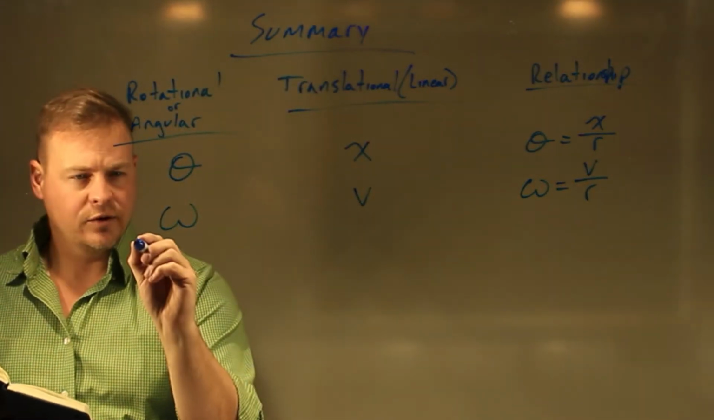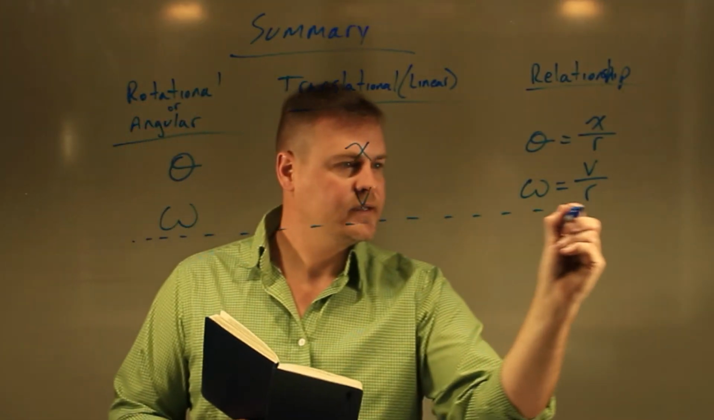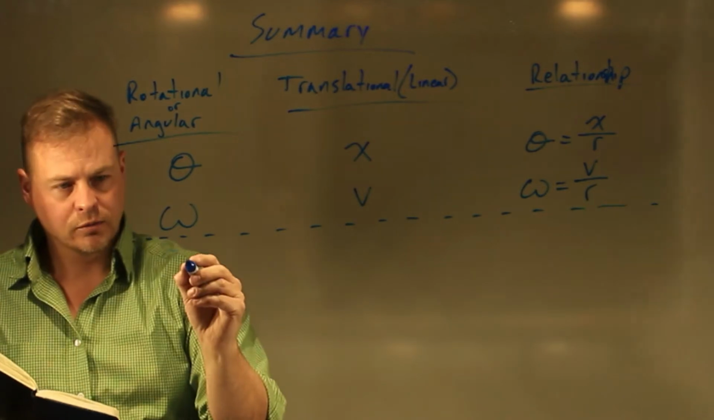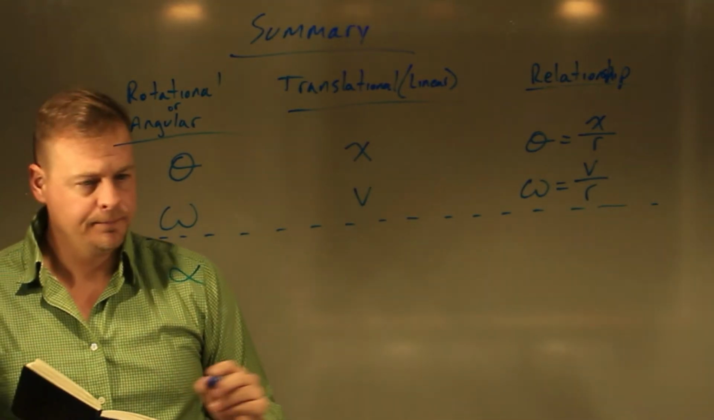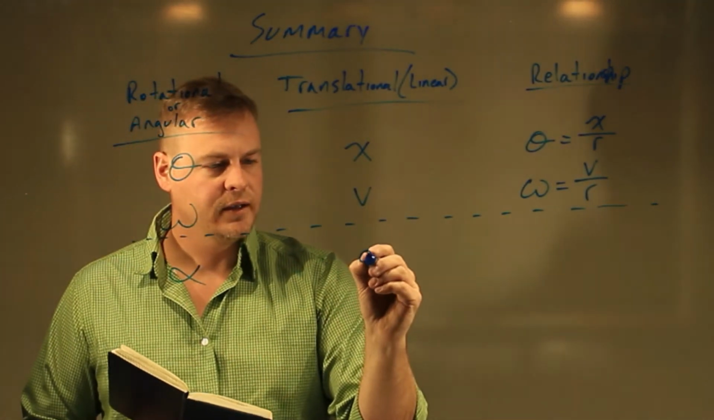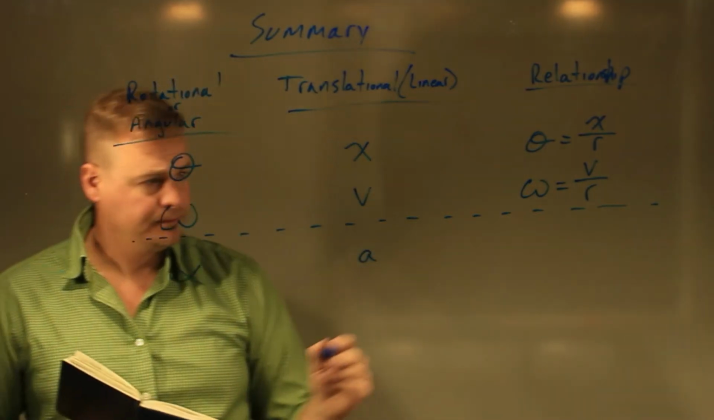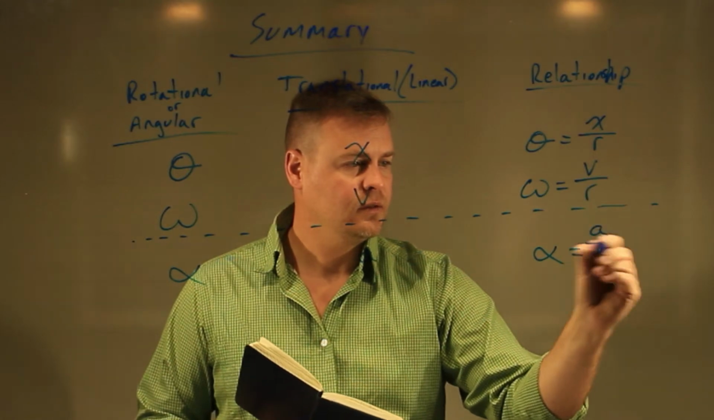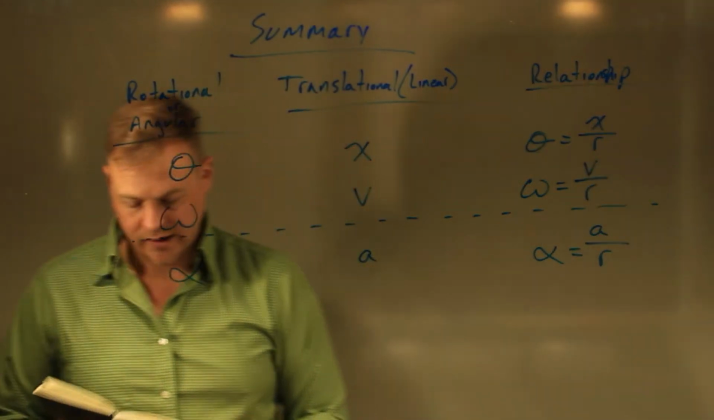And then finally, I can draw a little line here because that is the break between uniform circular motion and non-uniform circular motion. We have the alpha. Its analog in the linear is the acceleration. And the relationship is linear acceleration over radius.